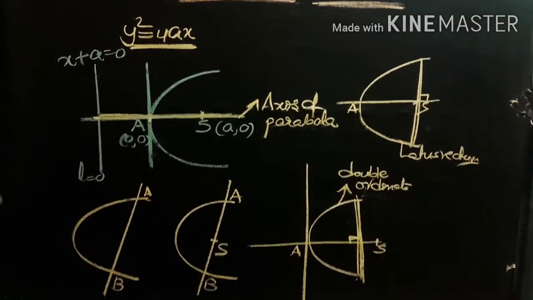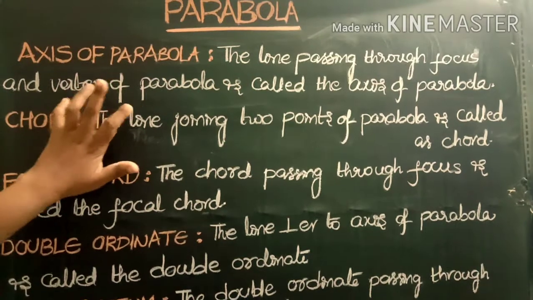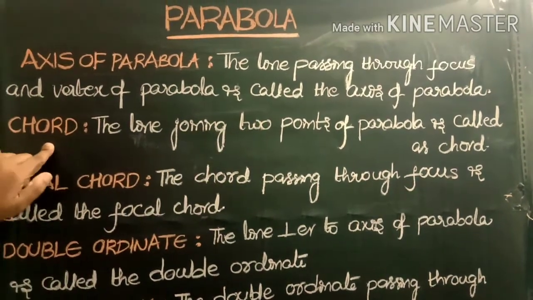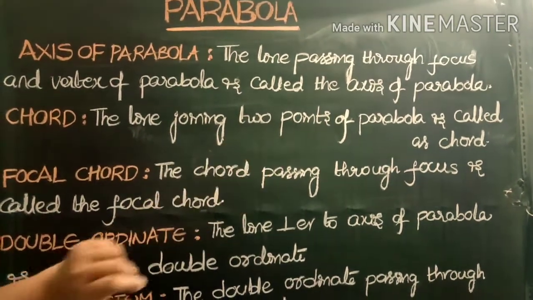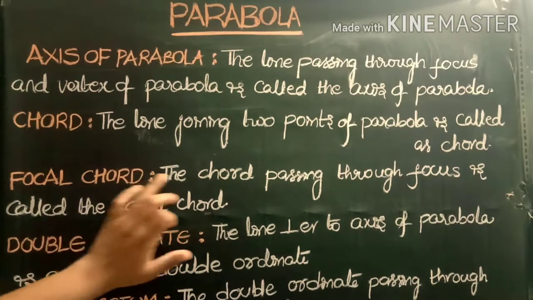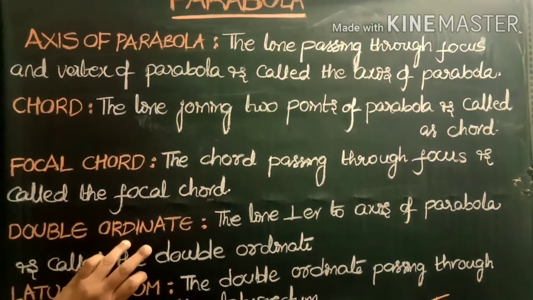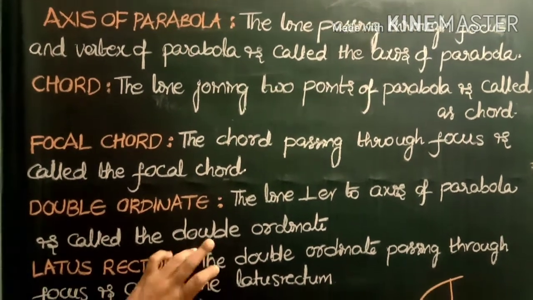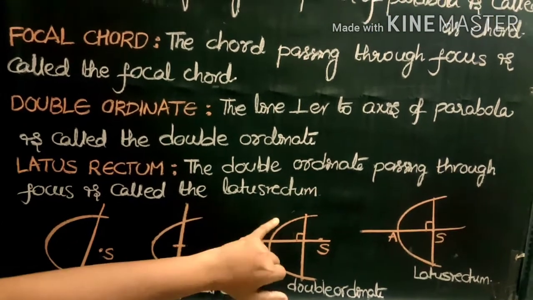Now these are all the definitions. The first definition is axis of the parabola. The line passing through the focus and vertex of a parabola is called the axis of the parabola. And the second definition, chord. The line joining two points of a parabola is called the chord of the parabola. And focal chord. The chord passing through the focus is called the focal chord. And double ordinate. The line perpendicular to the axis of the parabola is called the double ordinate. And latus rectum. The double ordinate passing through the focus is called the latus rectum.